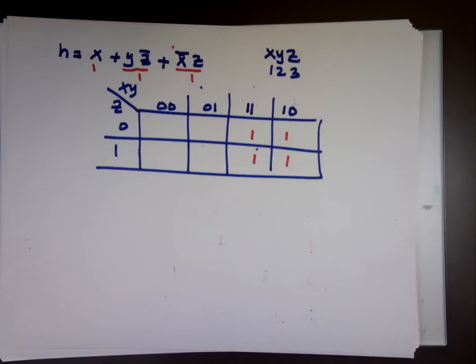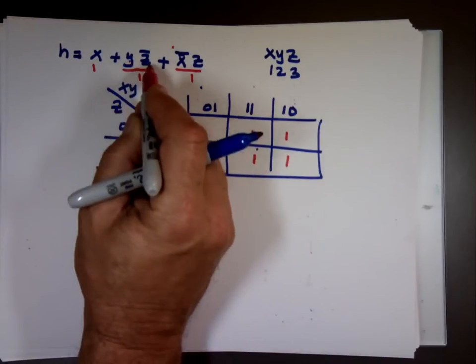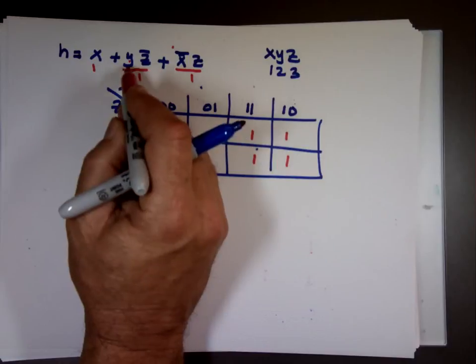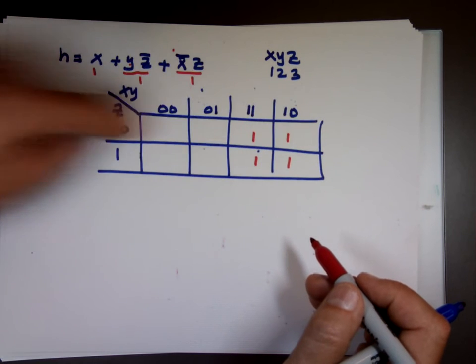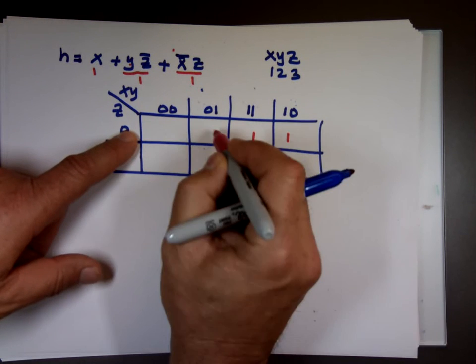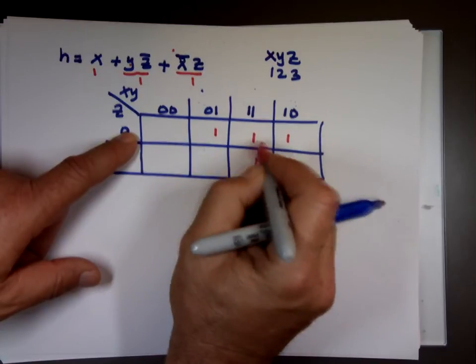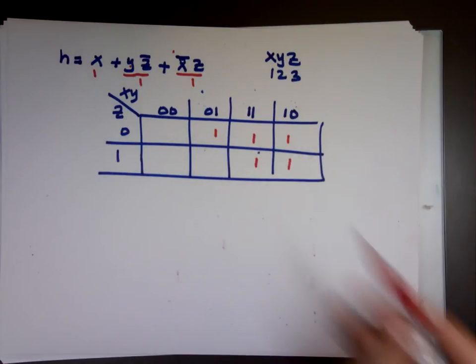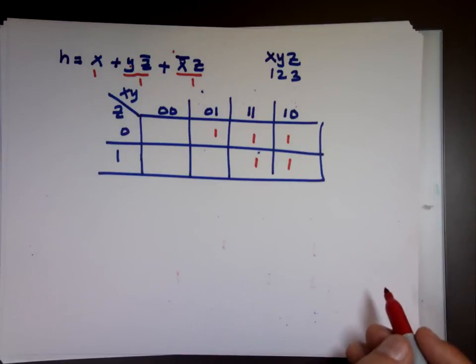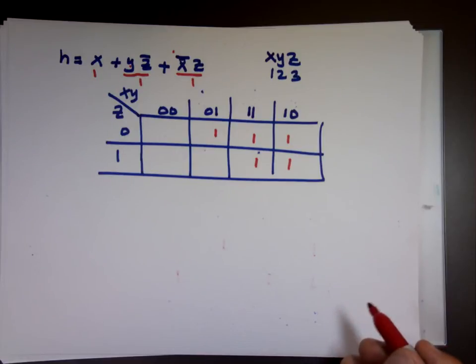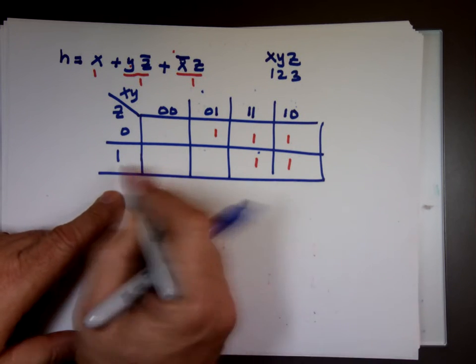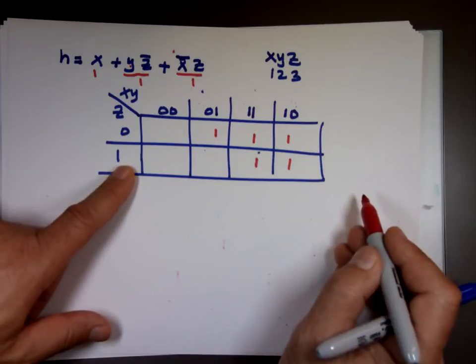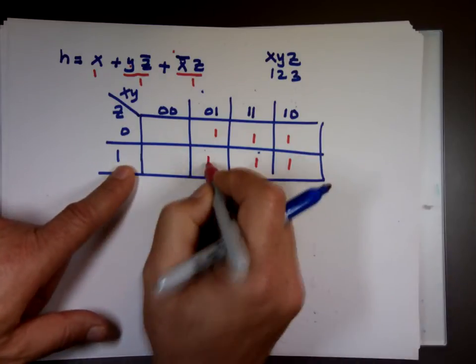This one says you'll have a value of 1 when y is 1 and z is 0. There's no mention of x. Where's y is 1 and z is 0? Z is 0 is this row. Where is y equals 1? This and this. I already have a 1 here, so I just add one more to it. And the last one says you're going to have a value of 1 when x is 0 and z is 1. Z is 1 is the bottom row. Where is x is 0? The first two.